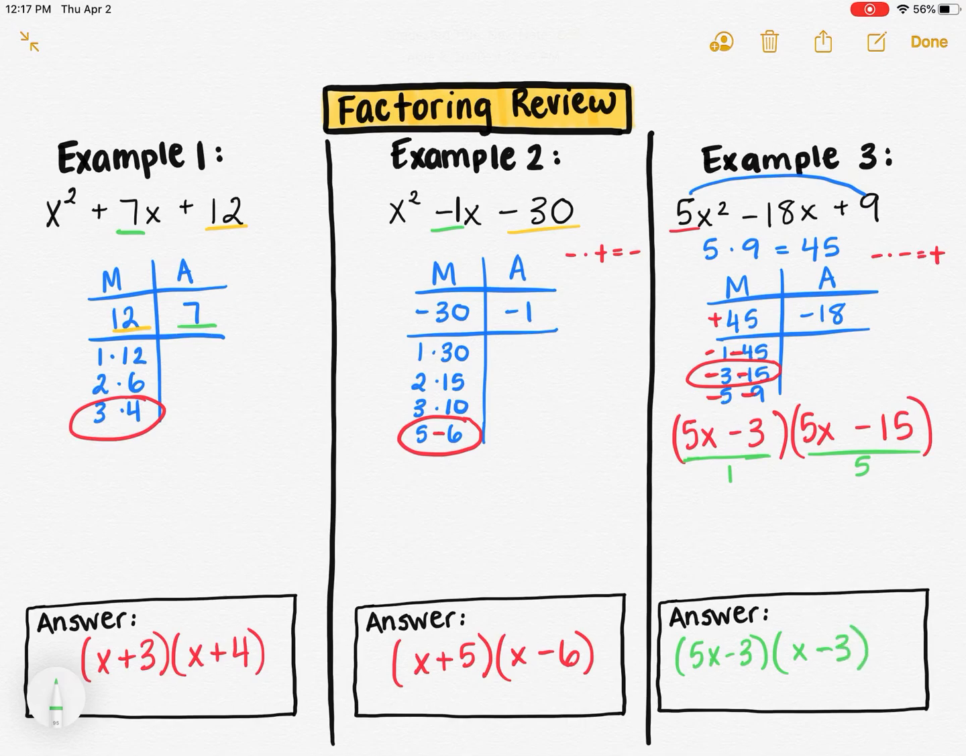So that's a review of how to factor. I hope that helped, and good luck.